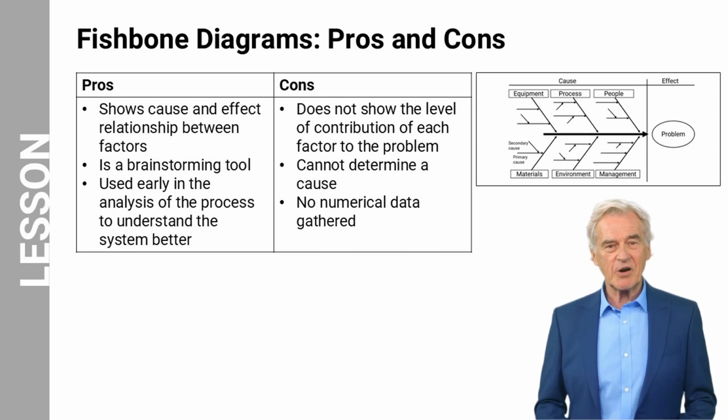The biggest drawback to using fishbone diagrams is that they cannot show the level of contribution of each factor to the problem. They can only show connections. Through the use of a fishbone diagram, you cannot determine which cause plays the biggest role in creating the problem. So, fishbone diagrams are helpful in determining what potential causes are, but not determining the cause that is the most problematic.